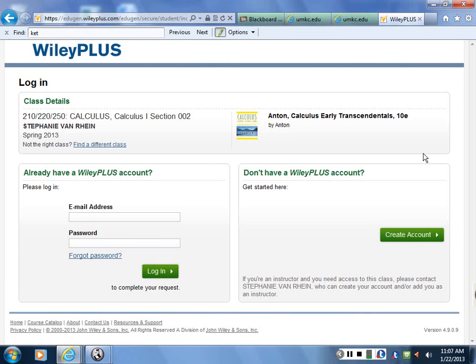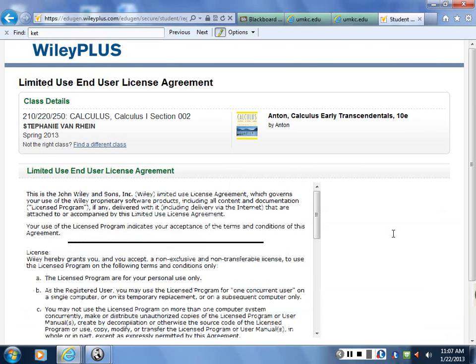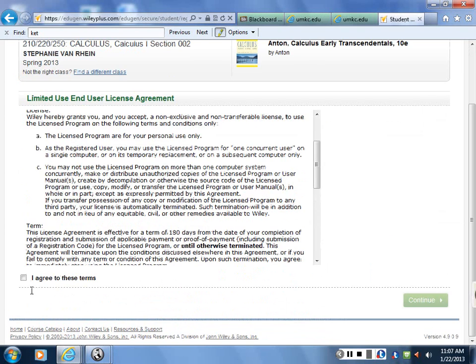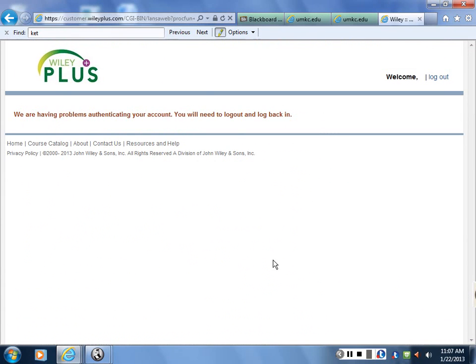If you bought Wiley before, if you were in Calc 1 last semester, or if you bought Wiley access to this calculus book a previous semester, you should be able to put in your email address and your password and log in, and that's just going to put your name in this account. If you have never used Wiley, you're going to have to create your own account, agree to the terms.